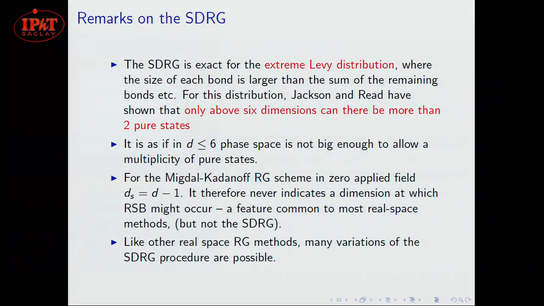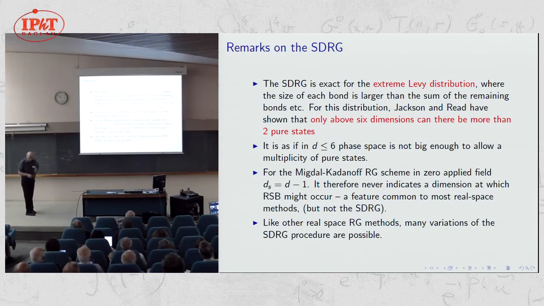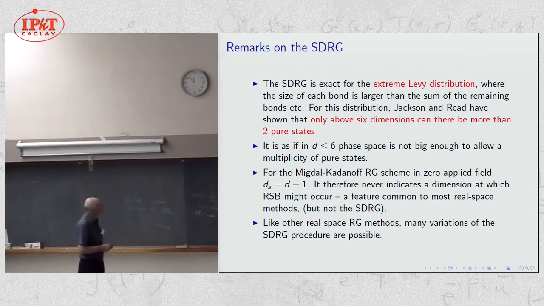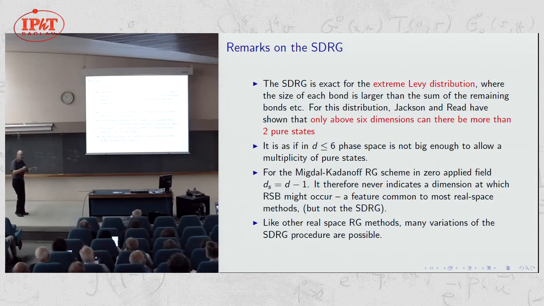So let me make some more remarks about the strong disorder RG. First of all, one remark I would make about it is that it can be proven to be exact for a very unusual bond distribution. This is a bond distribution in which the largest bond is larger than the sum of all the remaining bonds, and so on all the way down the line. This is an extreme Levy distribution. And for this distribution, Jackson and Read showed that above 6 dimensions, it can only have many pure states, and only 2 pure states in less than 6 dimensions. So for this weird bond distribution, this scenario which I'm advocating, which applies to Gaussian bond distributions, can be shown to be correct. And somehow it's as though in the world of less than 6 dimensions, phase space is just not big enough to allow for a multiplicity of pure states.